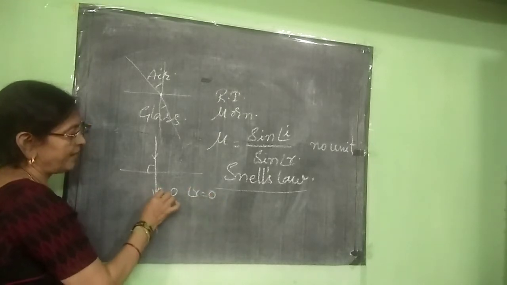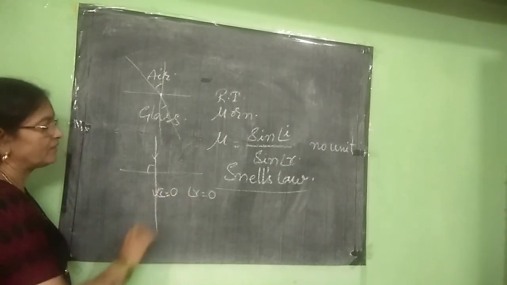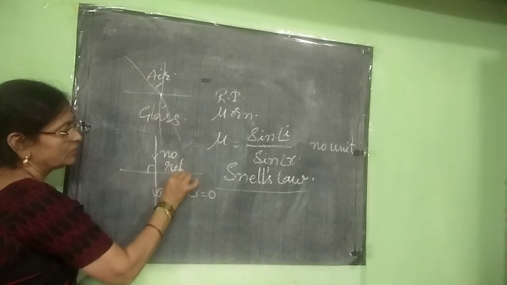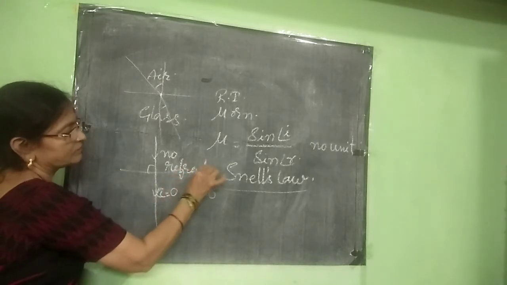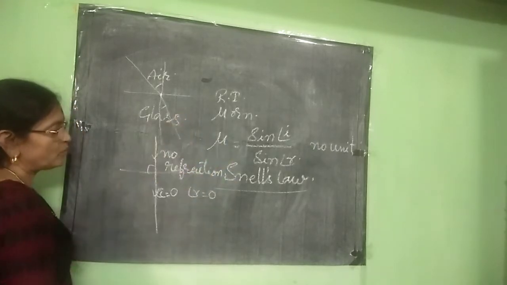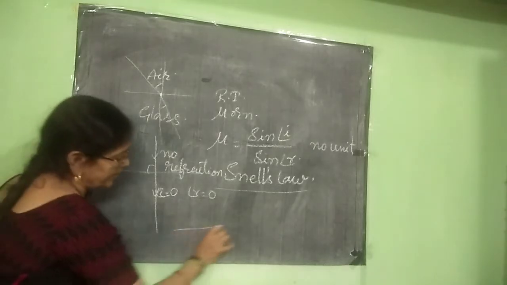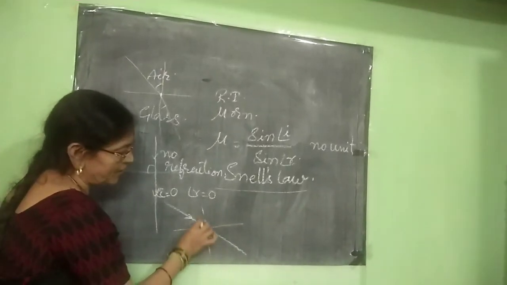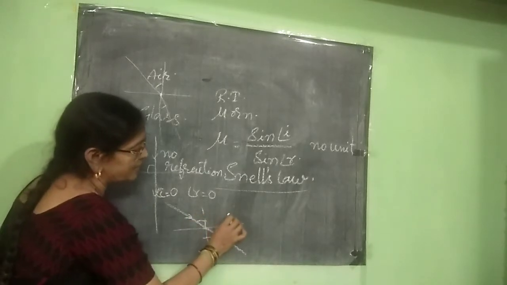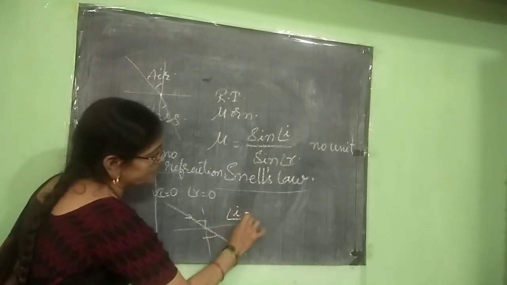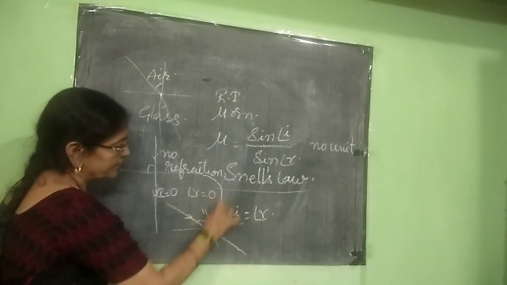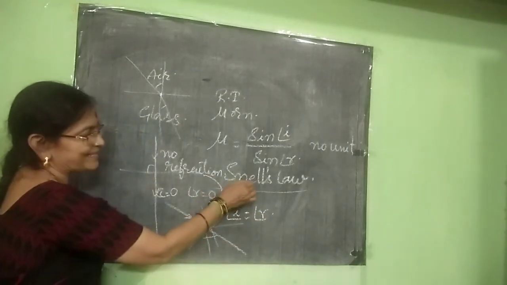So in this case, what will be the refraction? There is no refraction according to Snell's law. Now suppose the ray is coming obliquely like this, and when you compare these two angles, angle I is equal to angle R. Then also there is no refraction according to Snell's law.